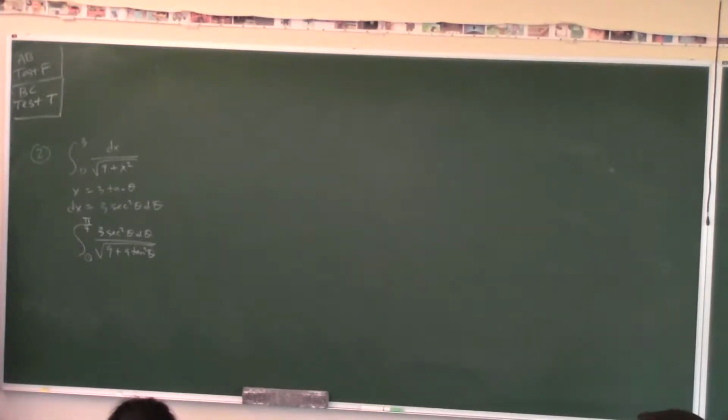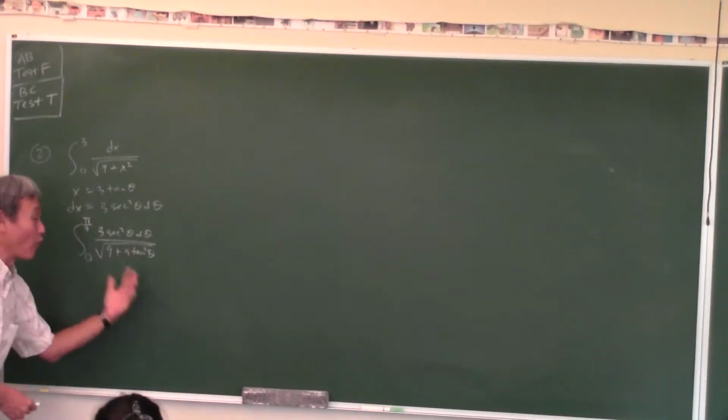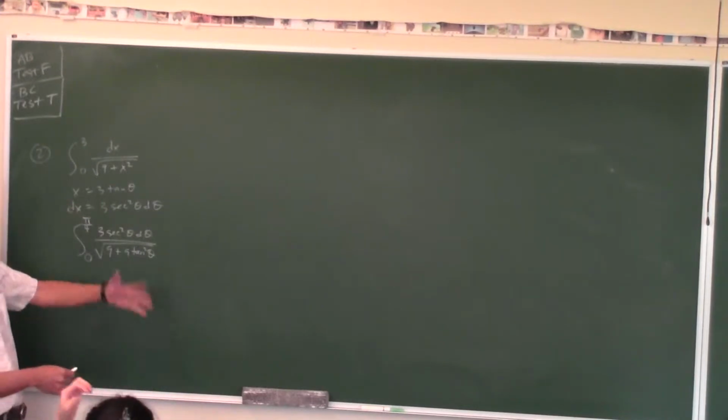You change it back to the original variables. Why not change the limits as you go? Because there are harder problems, so sometimes you've got to make like 4 substitutions, and then what? You're going to go all the way back.